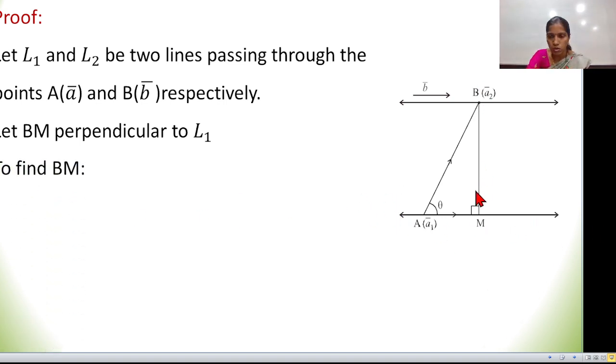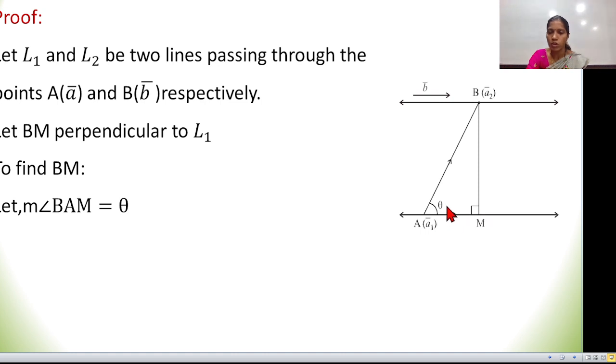Now to find this distance BM, see here in this triangle BAM, this is our acute angle. Here we know that it is a right angled triangle, so this angle is 90. The remaining two, angle A and angle B, are acute. So we take the angle at A as theta. For finding length BM, we know that BM is the opposite side of angle theta.